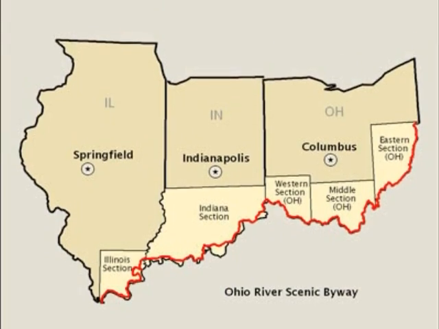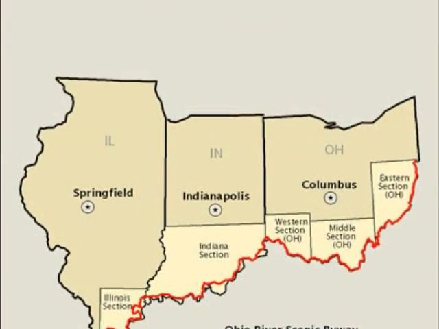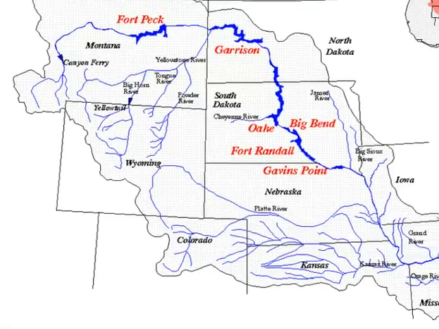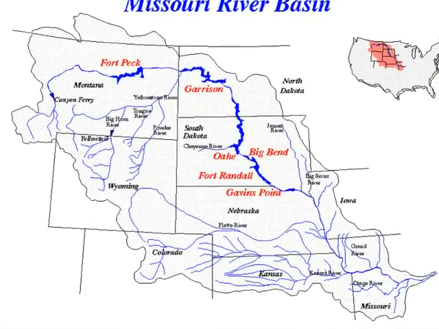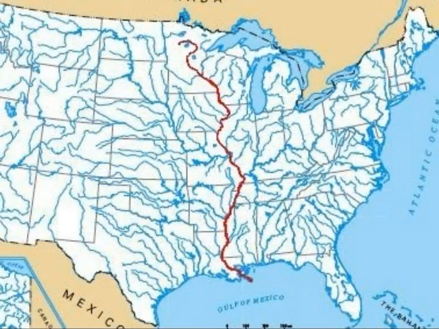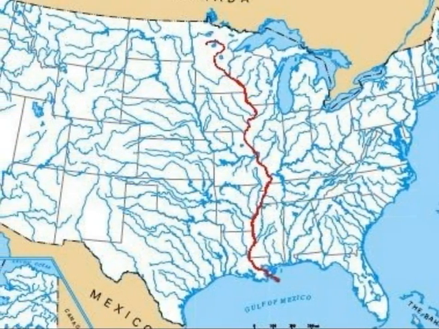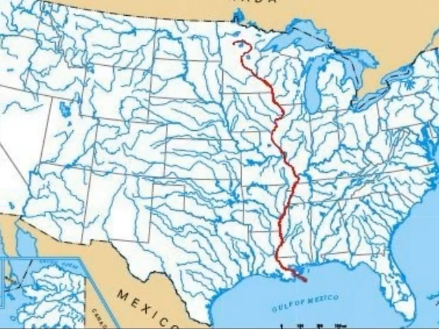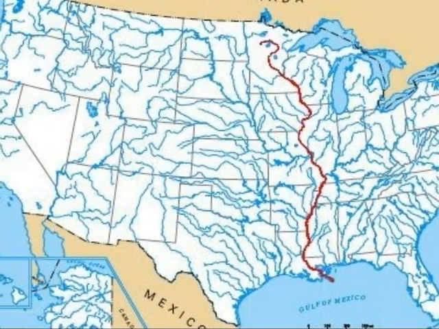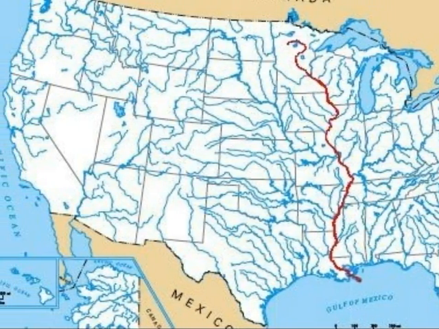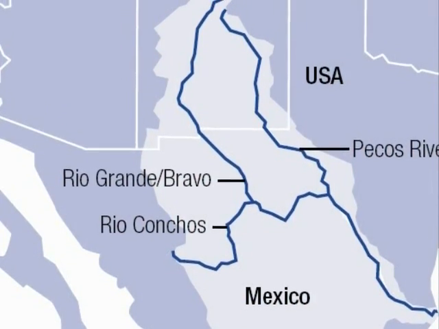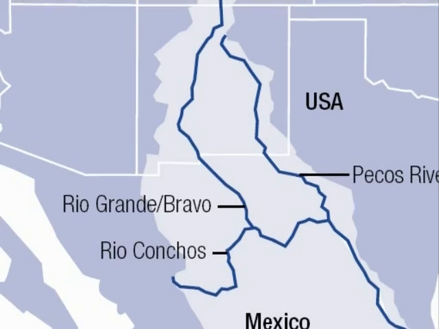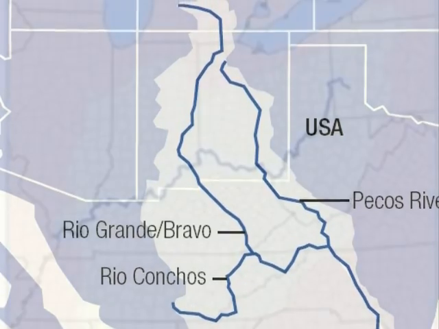The Ohio River is the gateway to the west. The Missouri River is in Central America. It is the longest river in North America. The Mississippi River is a transportation route for farm and industrial products. They were linked to ports and other parts of the world. The Rio Grande River, located in the southwestern part of the United States, forms the border of Mexico and Texas.